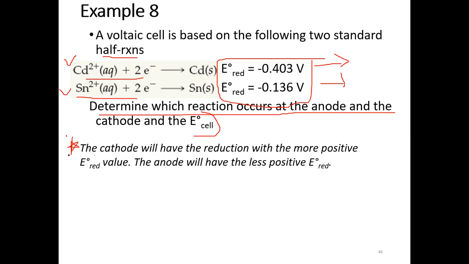It says the cathode will have the reduction with more positive. What is more positive here? That's right. So that's going to be my reduction. Reduction means cathode. That's going to be my oxidation, means anode.